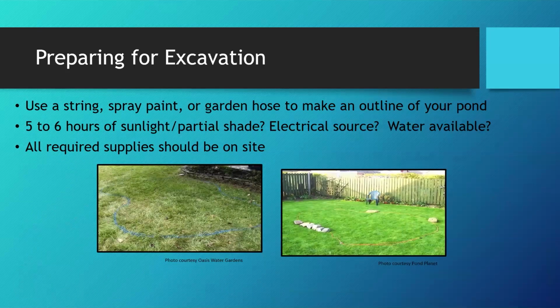Using a string or spray paint or a garden hose, you can try out some locations for your pond. That makes it easy. You can change the location then if all the criteria aren't met. Your pond should get about 5 to 6 hours of sunlight if you plan to add plants. Partial shade will discourage excessive algae growth. Site your pond, of course, near a water source so you can fill it from time to time, and electricity for your pump.